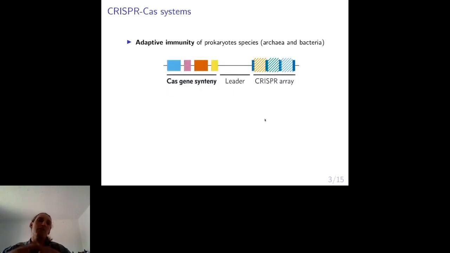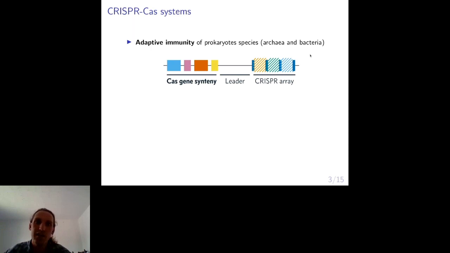So first, I would like to present you the gene syntheses we are interested in, that are the Cas gene syntheses. Our Cas gene syntheses are part of the CRISPR-Cas system that is now a very well-known system because it's used in gene editing technology. So initially, it's a mechanism used by prokaryotes. It's a mechanism that allows the prokaryotes to resist against the bacteriophages invasion.